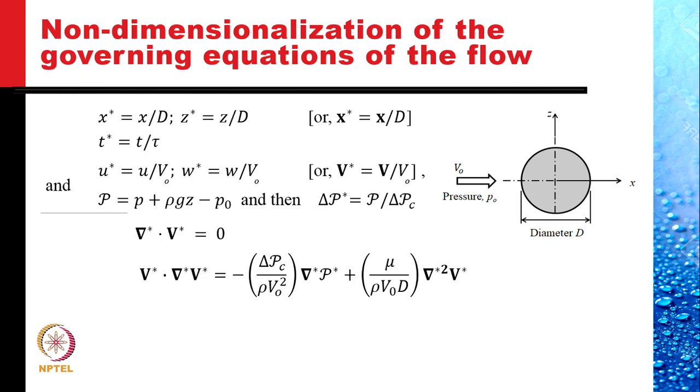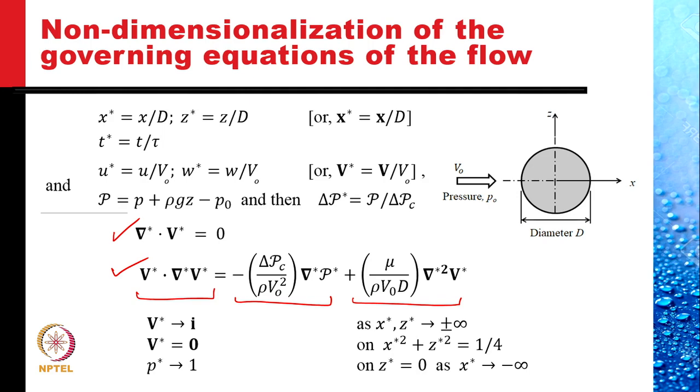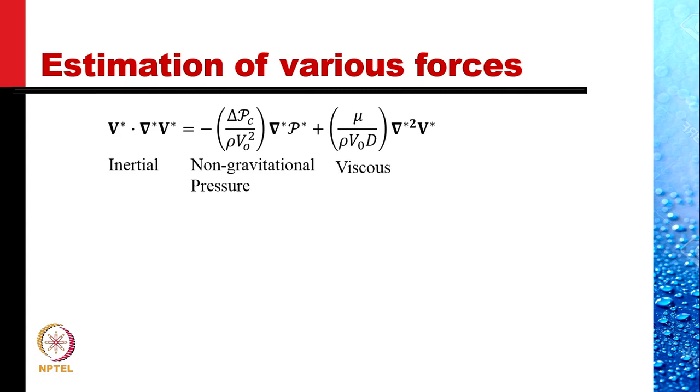And if we do this, then for the steady flow, this is the normalized continuity equation, and this is the normalized Navier-Stokes equation. This represents the combined effect of pressure and gravity, this the viscosity, and this the convective acceleration. The boundary conditions are also normalized. As we said, the first term is inertial, the second term is non-gravitational pressure, the third term is viscous force.